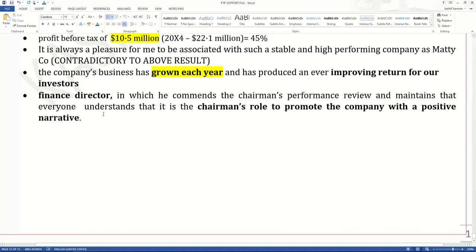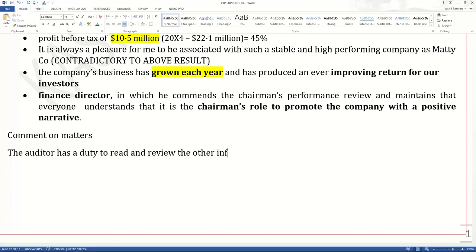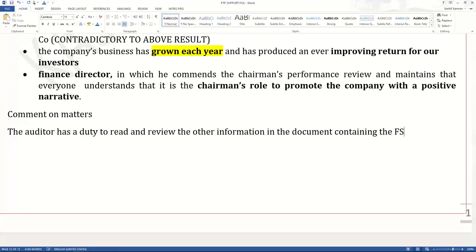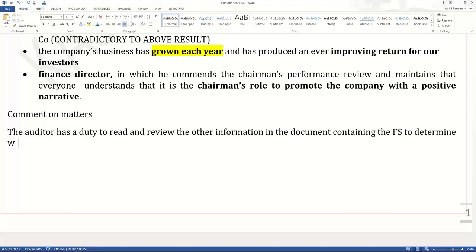So now let's comment on the matters. When you start to comment on the matters, knowing there have been some contradictory statements, is there any materiality or accounting treatment? No, right? We just go down commenting on the matters of the situation given to us. So first of all, we say the auditor has a duty to read and review the other information in the document containing the financial statements to determine whether there are any material inconsistencies within other information or not.